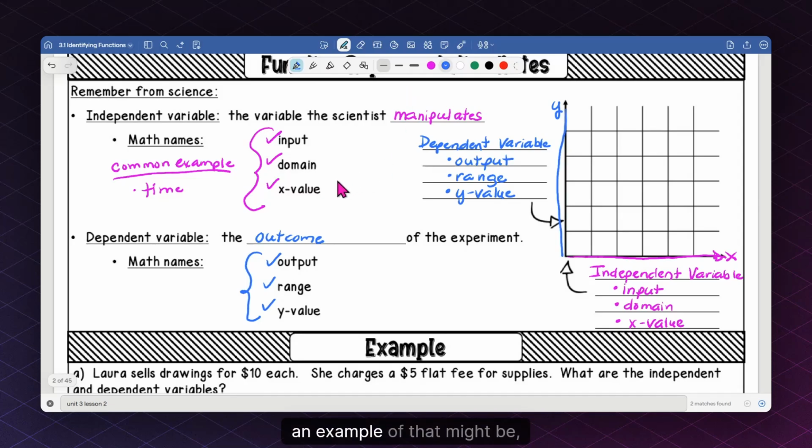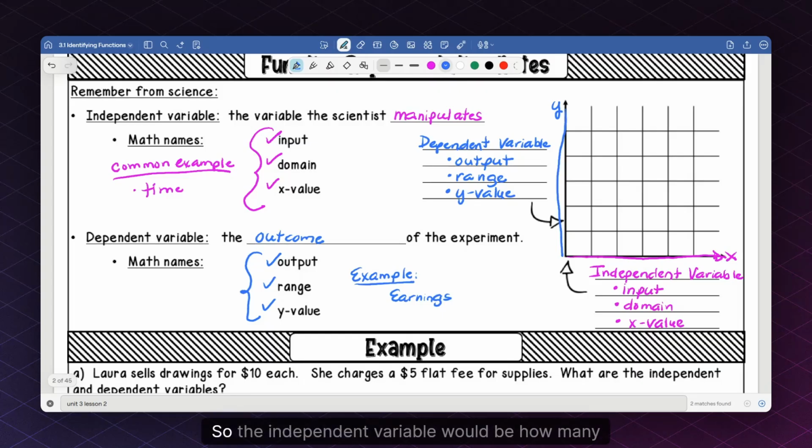And so an example of that might be, in these kinds of problems, something like earnings. This is a common example. Maybe if you work a certain number of hours, you get paid a certain amount of money. So the independent variable would be how many hours you work, because you're in control of that, right? So you would be like, I'm working full time, or I'm only working 5 hours a week, whatever it is, that is your input. The earnings happen because of how much you worked. So that is why it is the dependent variable.